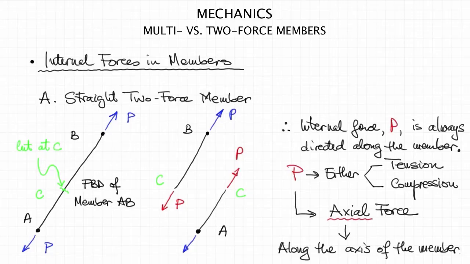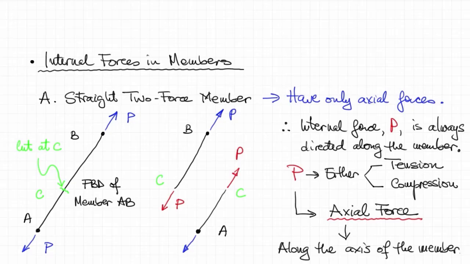So again, straight two-force members have axial forces inside them as internal forces. These axial forces are directed along the member, and they are the only forces that are present in straight two-force members. So straight two-force members will have only axial forces inside them and nothing else.